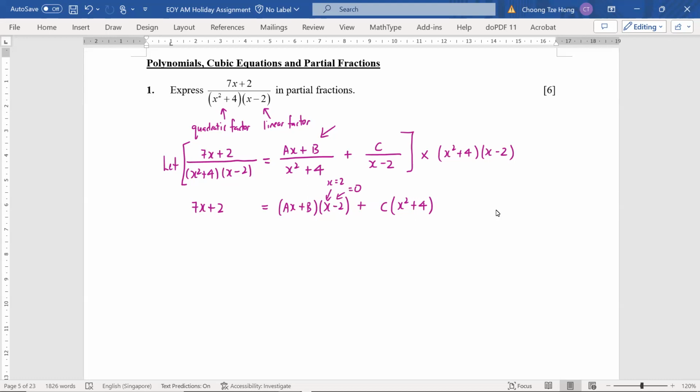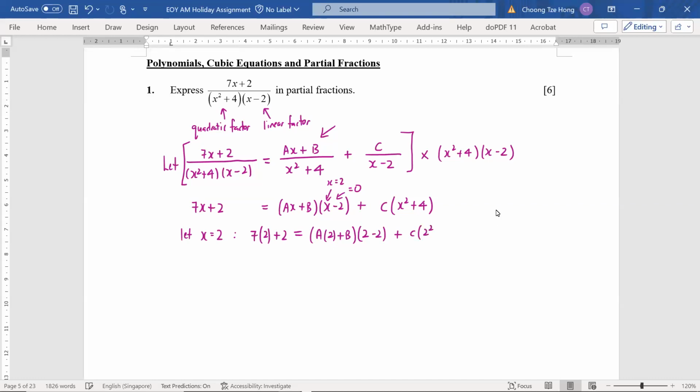Then we will only have c as an unknown, and then we can find c, right? Okay, so that's basically what we are going to do. We are going to let x equals 2. Okay, so this applies on the left side also. So this whole thing will become 0 already. If x is 2, it doesn't matter what happens inside this bracket, because once you have 2 minus 2, it becomes 0. Okay, then this whole term becomes 0.